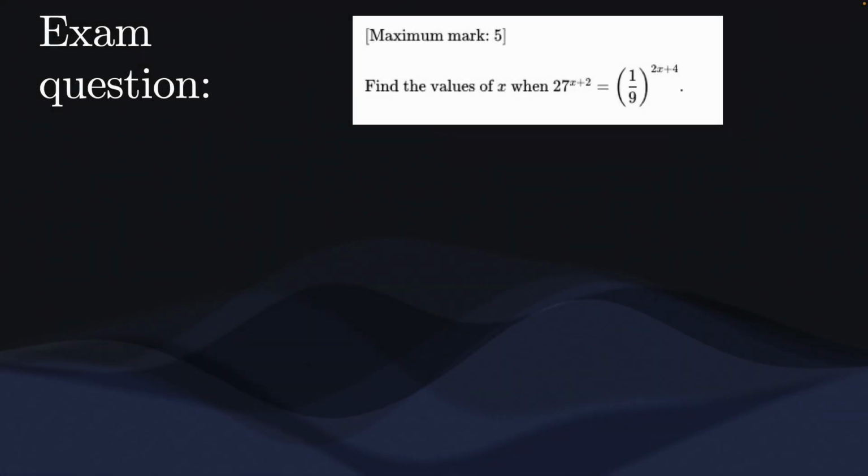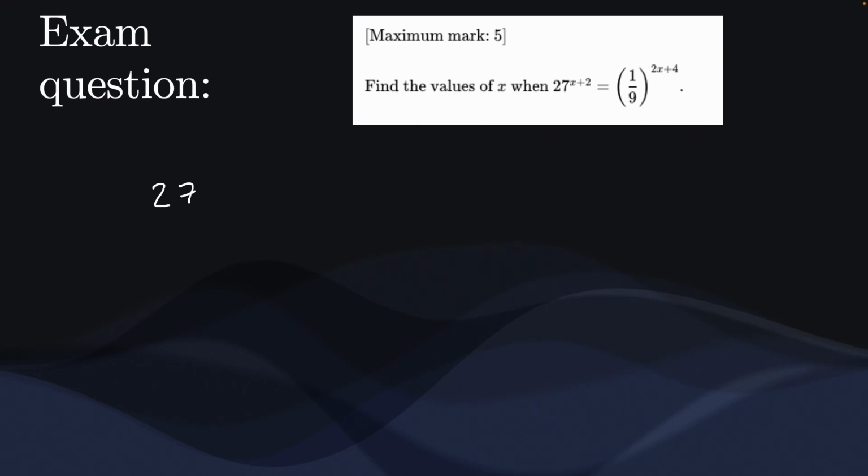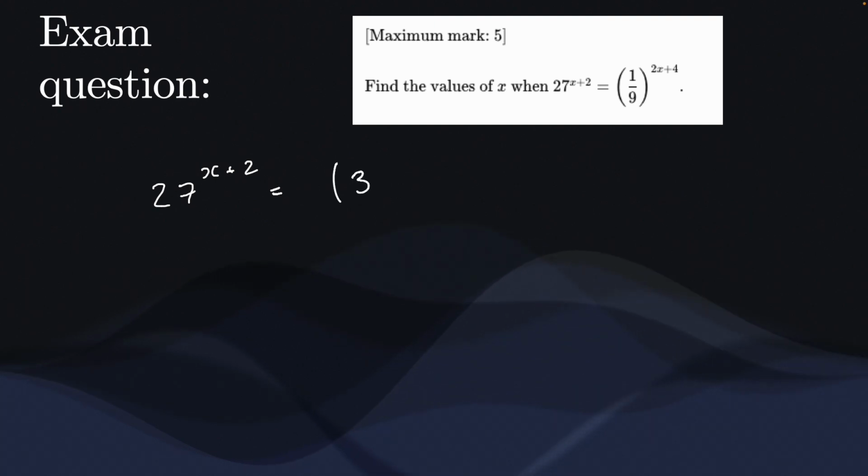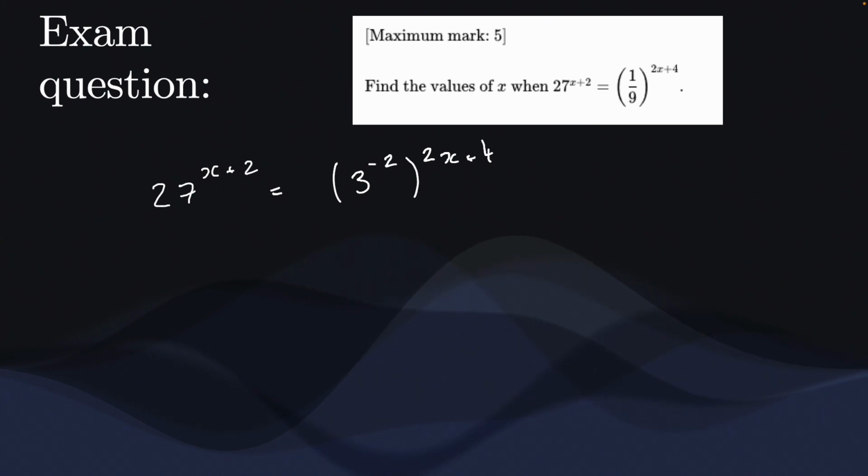Oh no, it just did that again. Oh, so sorry. I think we were here. Let me just write it out real quick again. 27 to the power of x plus 2 is equal to, I think it was 3 to the negative 2 to the power of 2x plus 4.